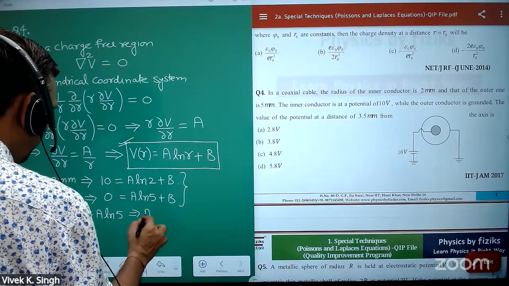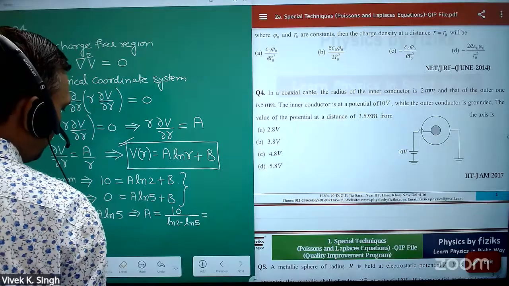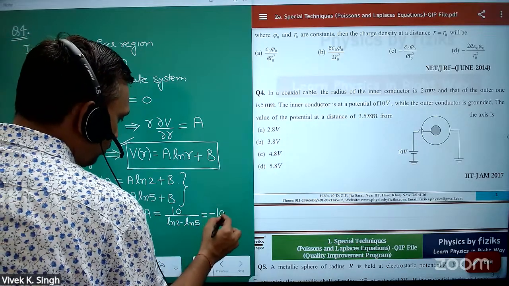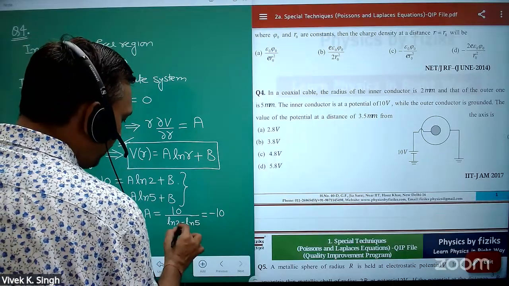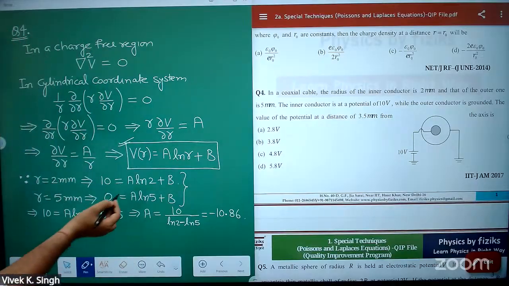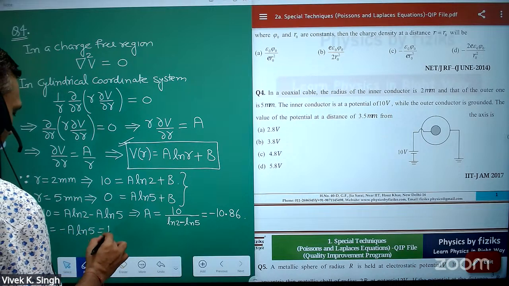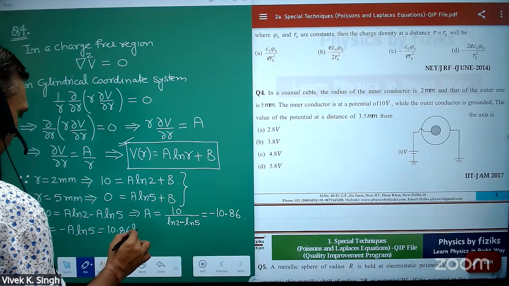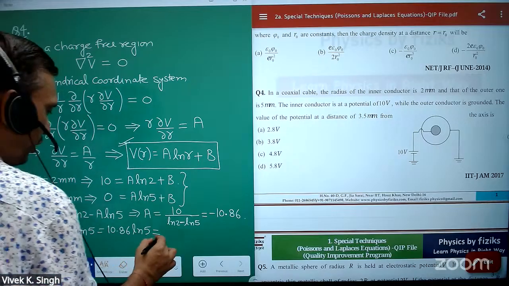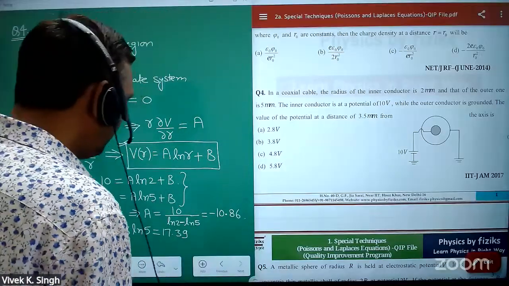So A will be given by 10 by ln 2 minus ln 5. This will be a negative value, and if you calculate it, this will be minus 10.86. You have to check the value. This is ln base e, log base e. So ln 2 minus ln 5, and 10 by this value is minus 10.86. And then B is given by minus A ln 5, so this will be 10.86 ln 5. If you calculate the value of B, it is 17.39. So you have to calculate constants A and B.